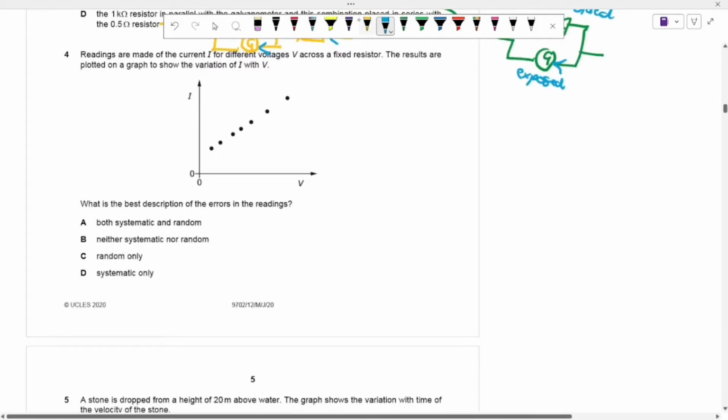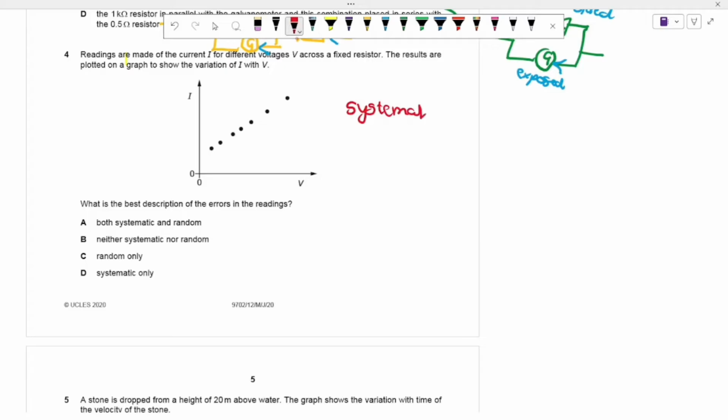Question number 4. Readings are made of current for different voltages across a fixed resistor. The results are plotted on a graph to show the variation of I and V. Which best description indicates the type of error? Okay, so we have systematic error, a very important kind of error. And why is it important? Because it is constant.